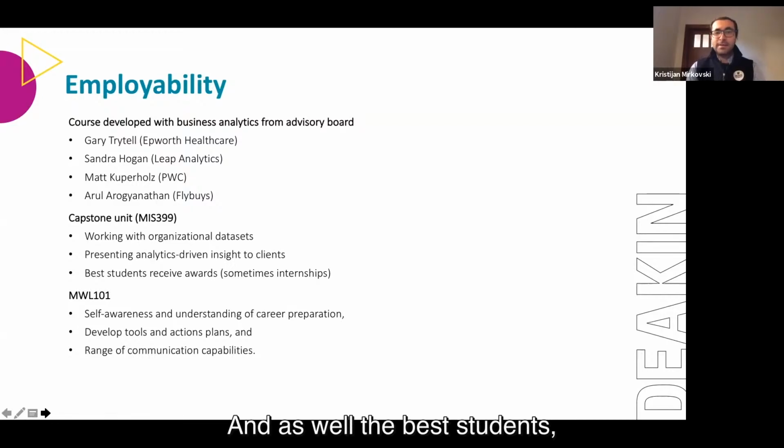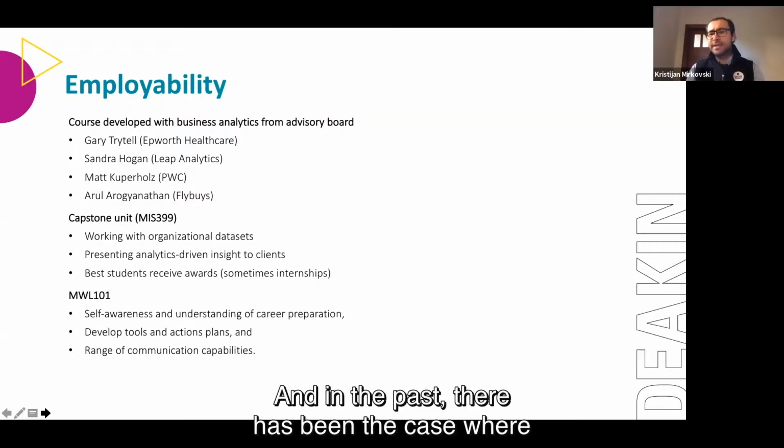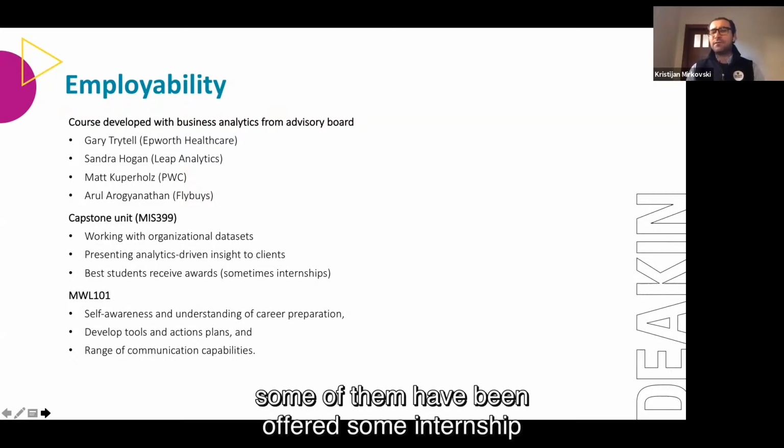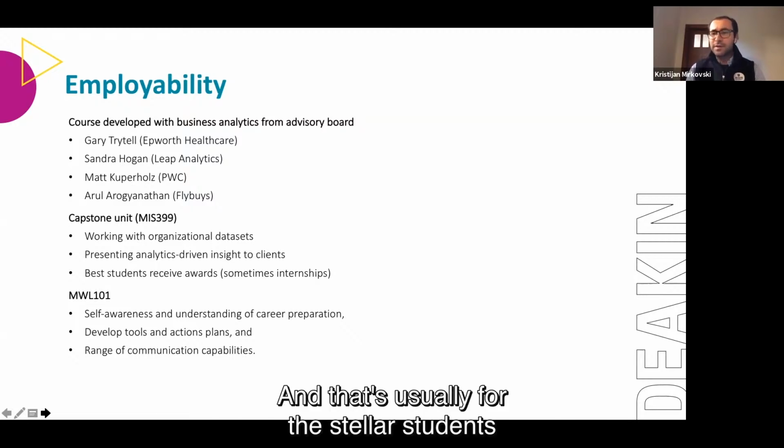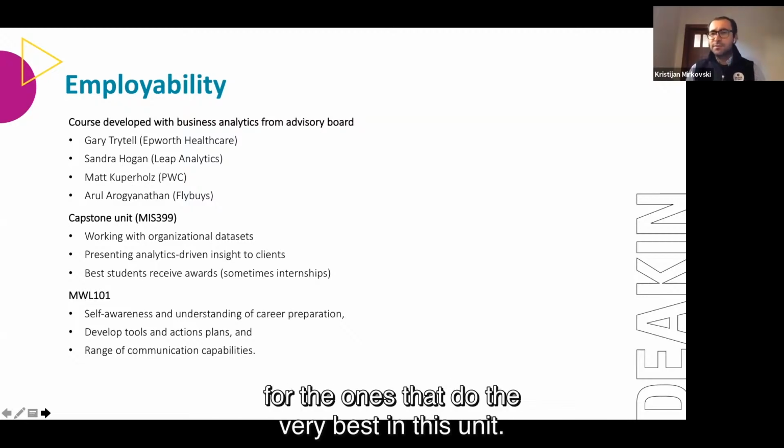And as well, the best students do receive awards. In the past, there have been cases where some of them have been offered some sort of internship or some sort of employment with this client, and that's usually for the stellar students, the ones that do the very best in this unit.